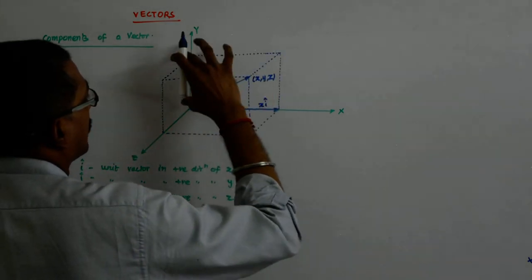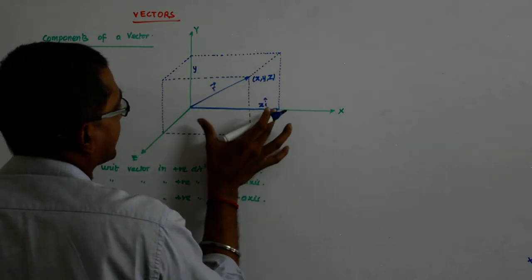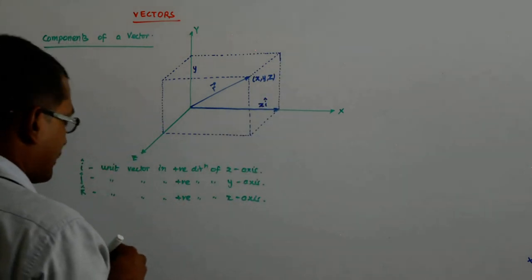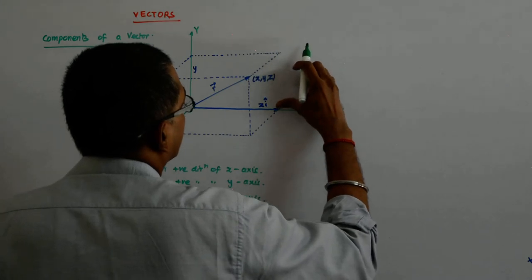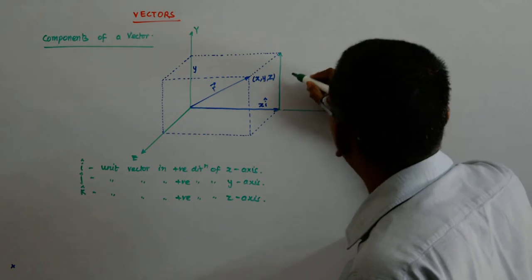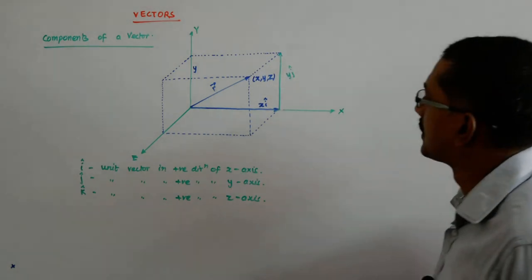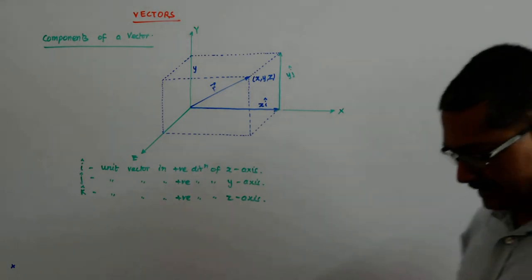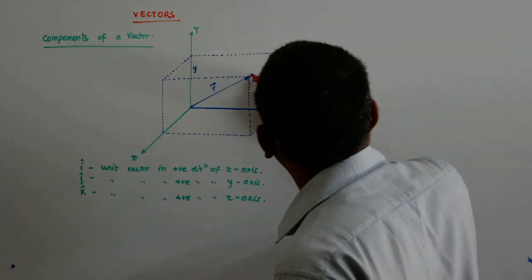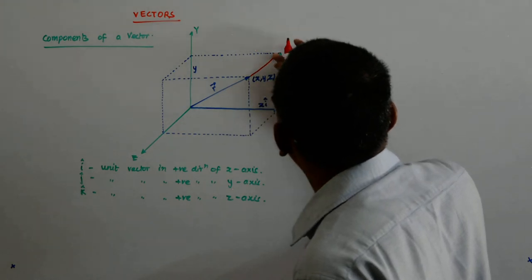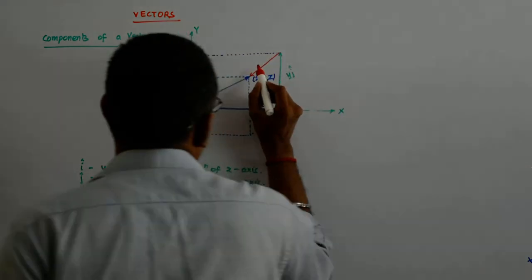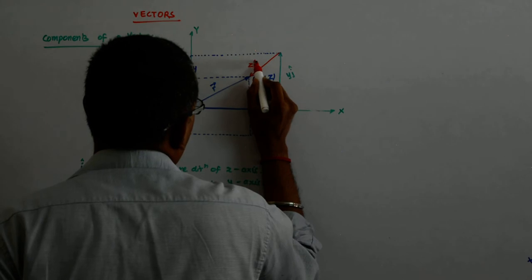Now, what is this length? All these four lengths are y, correct? If this point is x, y, z, then this length is x, and this vector is x i cap. If this length is y, this vector, I'll draw it in green, vector wise, it is y j cap, correct? And then, what is this? This length is z along the z axis. So this vector is z k cap.